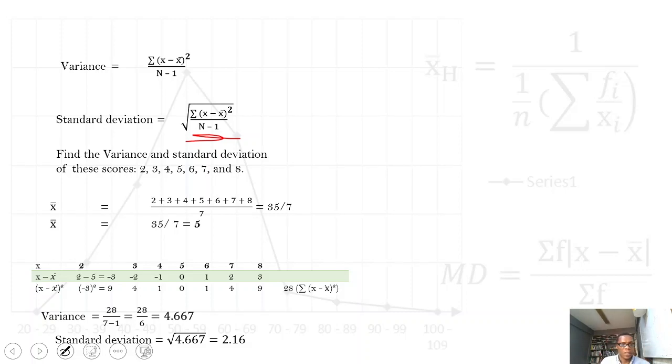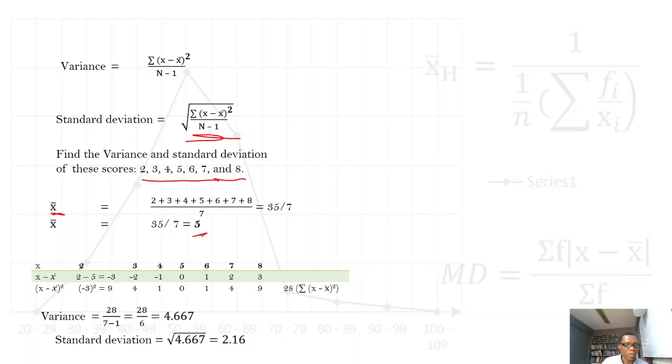So first, we need to find our x bar. Don't forget, x bar represents the mean. And to find the mean, you will add up all these figures, all these observations, and divide by the total number of observations, which is 7 in this case. So adding this will give us 35. If we divide that by 7, that gives us a mean of 5.